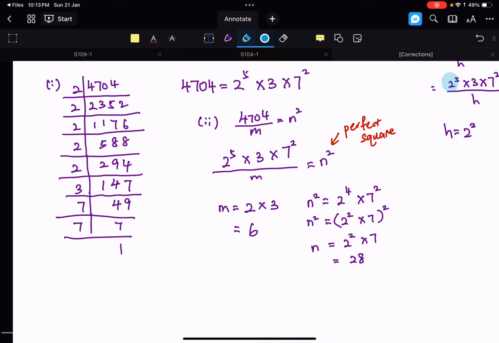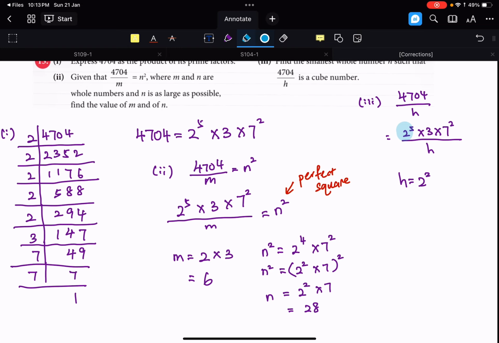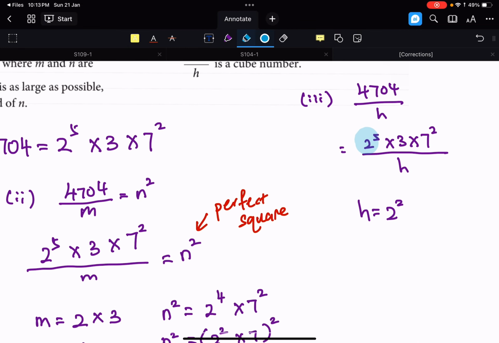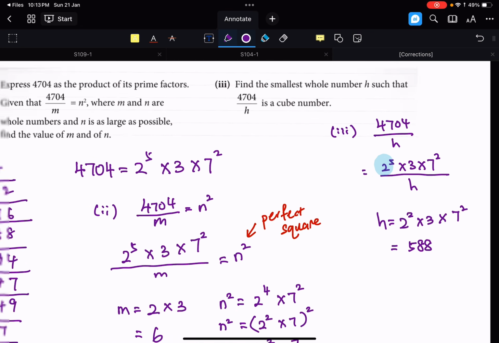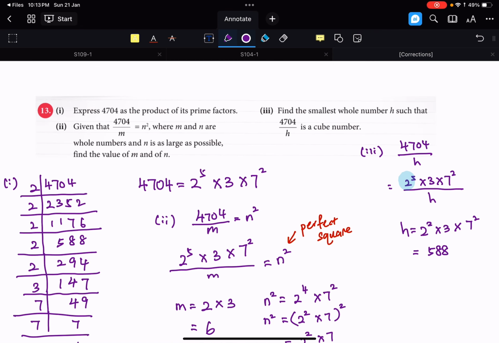Do I want to get rid of this 3? Yes, I want to get rid of 3. Therefore, my h must also have a copy of 3. 7 squared also can't make a perfect cube, so I need to actually divide it away and put it in h. Right? So you work this one out. This is 558.